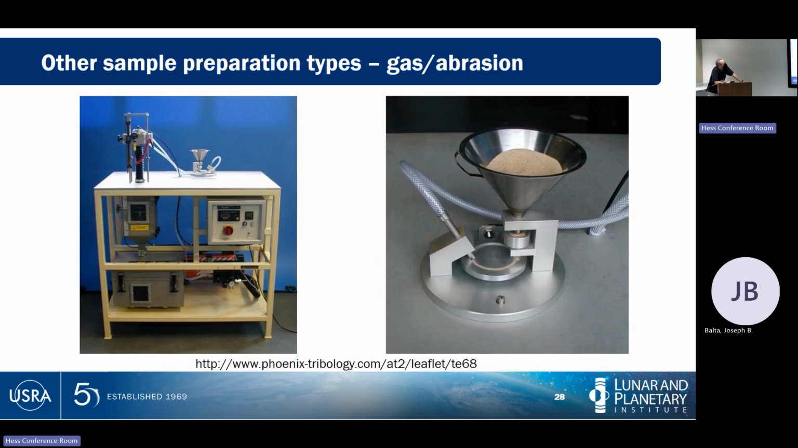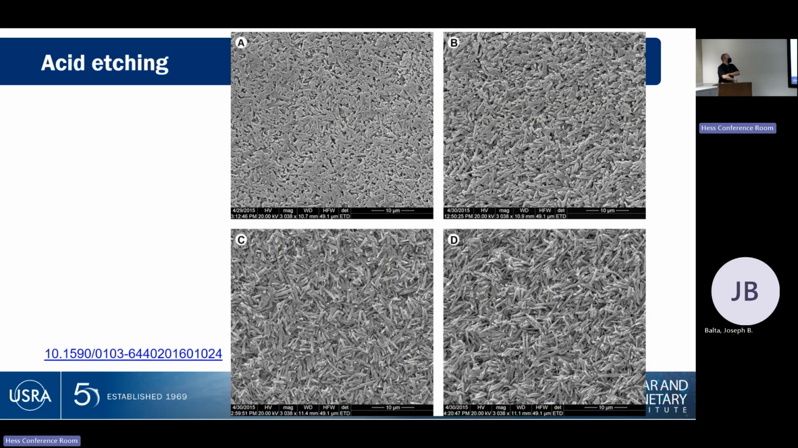There are other sample preparation types. The one on the right is a sandblaster. So this is literally, we're going to grind into our sample using sand. Here is acid etching. So we've polished a sample here, and we gradually allow that surface to react with acid. In this case, we're dissolving the stuff in between crystals so that we can get the texture of the crystals there to show up better.